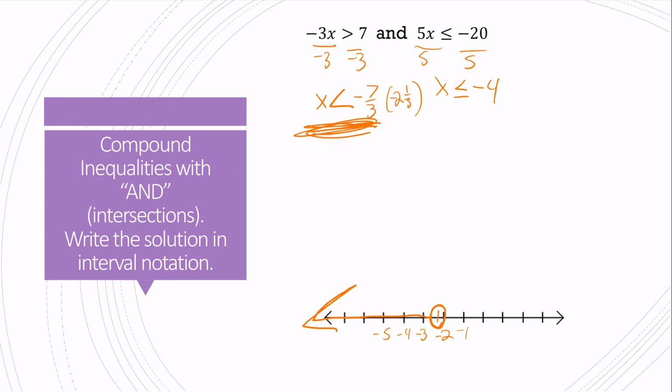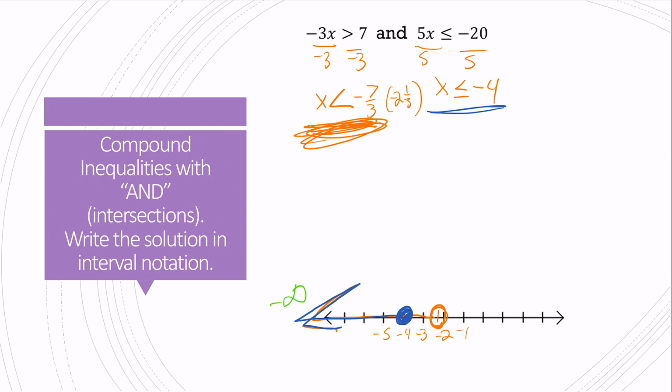And I didn't mean to do that in orange, but we're going to run with it. And then in blue, I have x is less than or equal to negative 4. Well, negative 4 is included, and since it's less than, I also shade to the left. So here, the question is, where is blue and where is orange? So I can write my solution set in green.